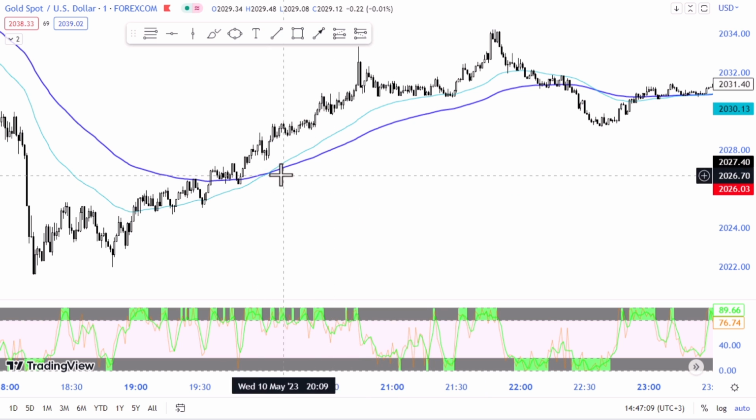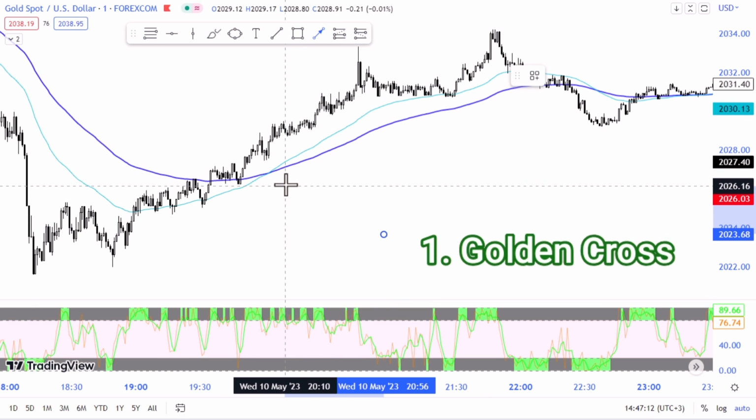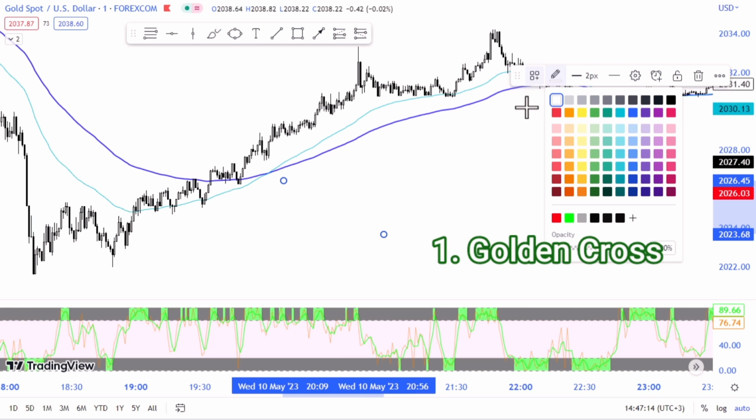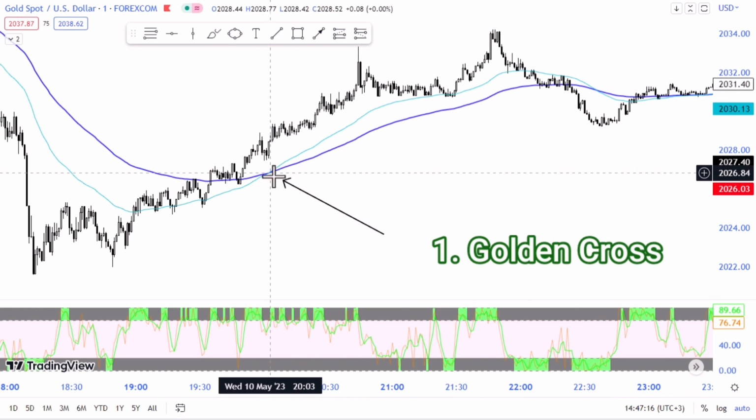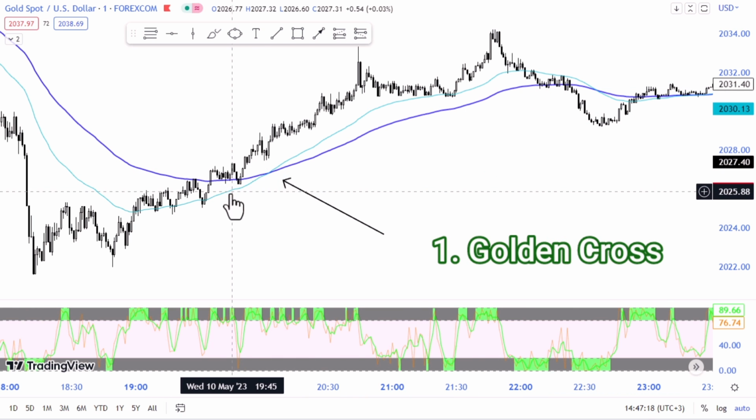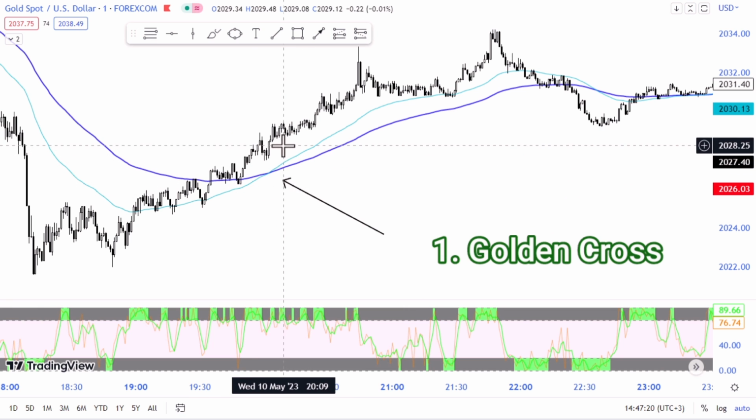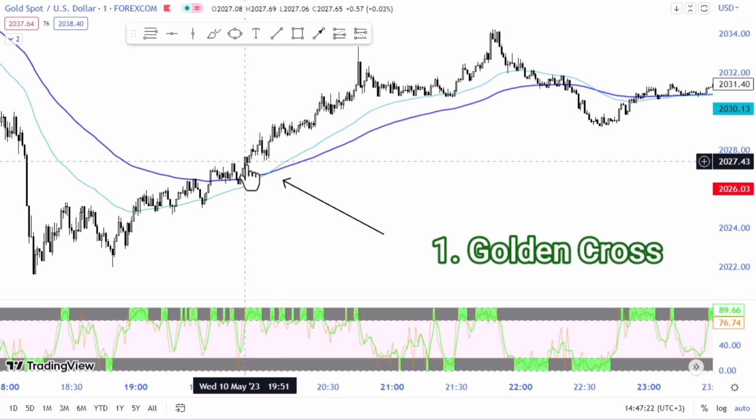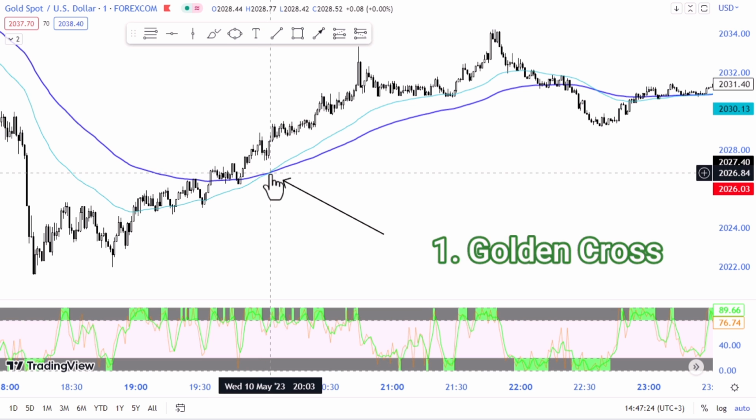First thing, we have to wait for this golden cross to happen here. Let me change the color. Yeah, this golden cross happens here. So the 50 EMA crosses the 100 EMA up, which means we have a confirmation that the trend has changed.